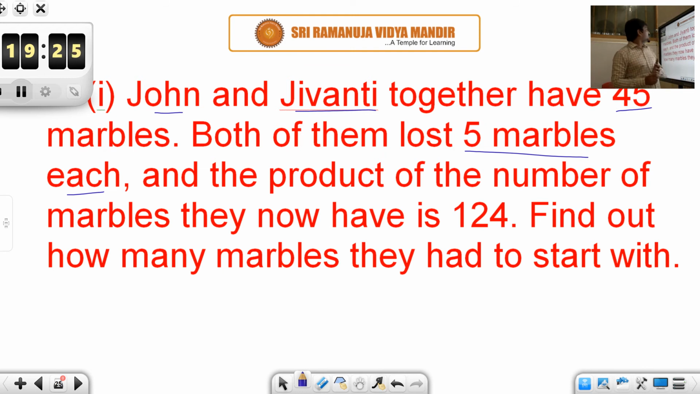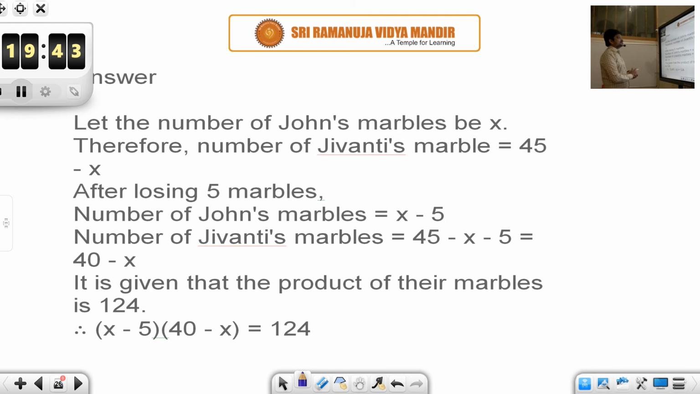So initially how many marbles John is having and Jeevanti is having, this is the question. Here there are two variables: the number of marbles possessed by John or the number of marbles possessed by Jeevanti. So take any one of them as the variable X to start with. Let the number of John's marbles be X. Now, since John has X, the number of marbles Jeevanti possessed would be 45 minus X.